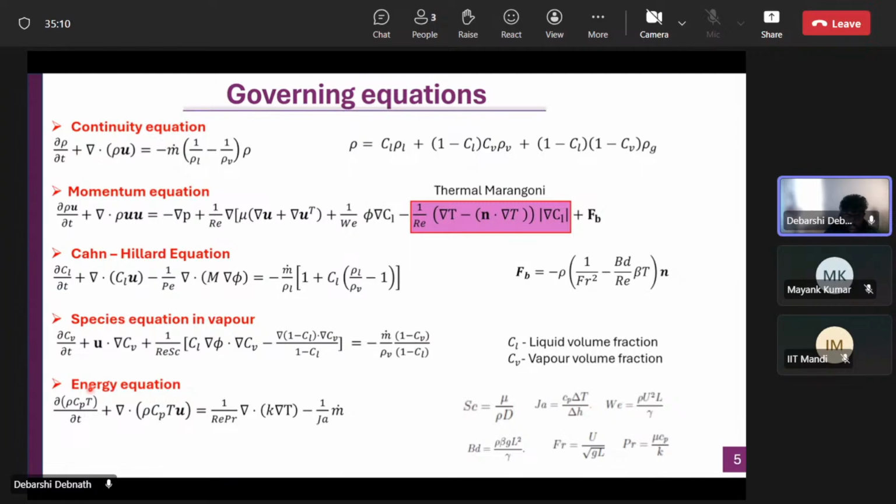Now, in the energy equation, we'll also have evaporative cooling. So in the energy equation we have this source term as well, and all of these are non-dimensionalized. So you have these non-dimensional numbers: Schmidt number, Jakob number, Weber number, Bond number, Reynolds number, and Péclet number.